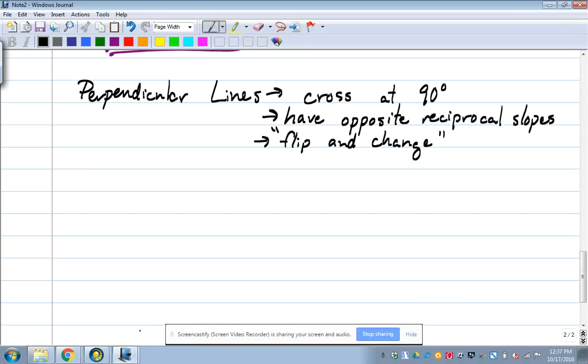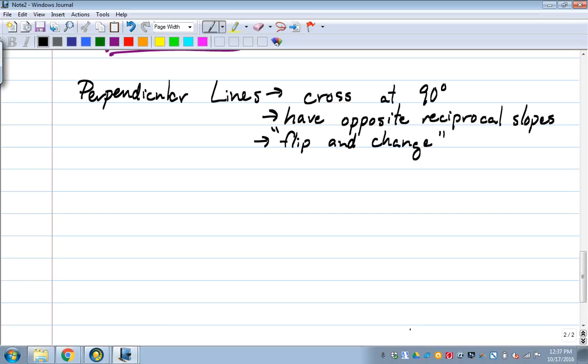All right. So perpendicular lines, they are going to cross. They're going to cross at 90 degrees. That's what's special about being perpendicular and not just being two lines that cross in any way. So perpendicular lines cross at 90 degrees.